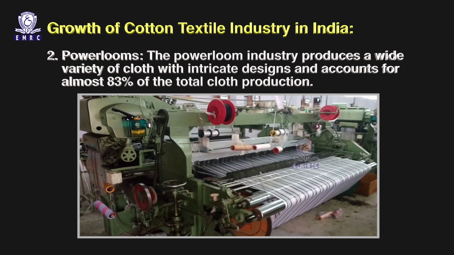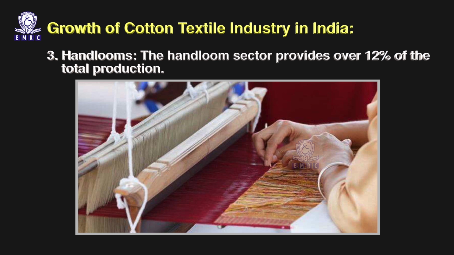Power looms. The decentralized power loom sector played a vital role in meeting the clothing needs of the country. The power loom industry produces a wide variety of cloth with intricate designs and accounts for almost 83% of the total cloth production. The next way in which cotton produces textiles is handlooms. The handloom sector provides over 12% of the total production. Most of the cotton mills and factories are located in the cotton producing regions of the country.